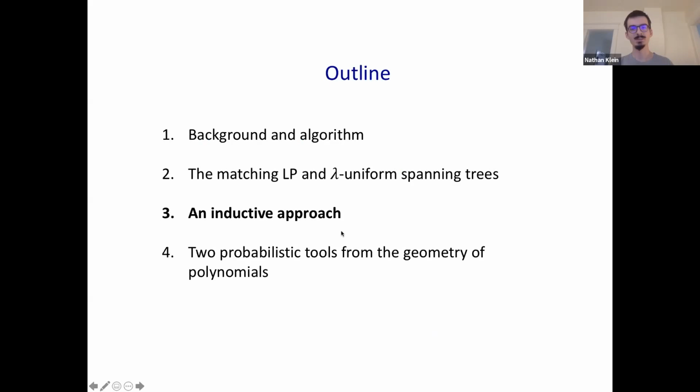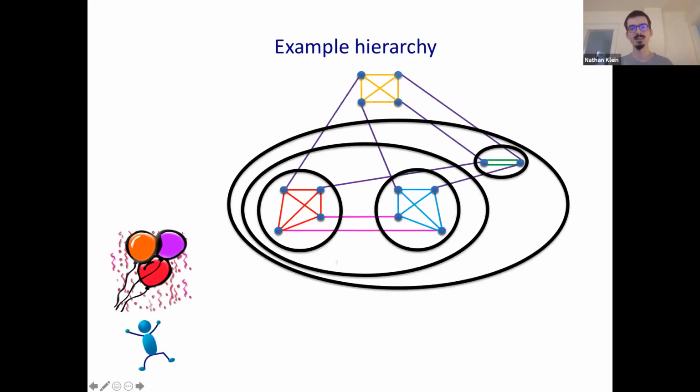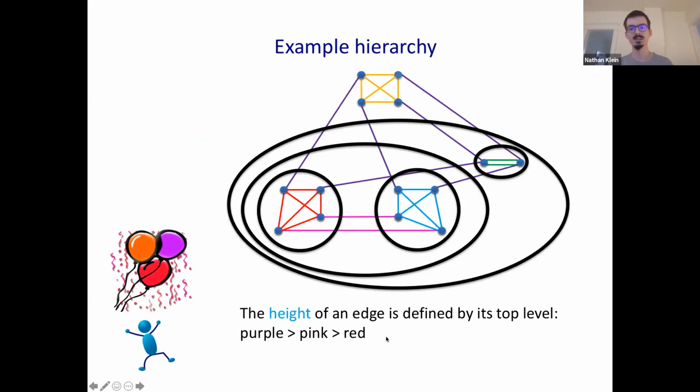So I'll briefly describe this inductive approach before introducing our two tools. So here's a valid hierarchy we might obtain. And now an edge's height is just defined by the level of the hierarchy that contains both of its endpoints. So here the pink edges are higher than the red and the blue edges, and the purple edges are higher than the pink edges, and so on.